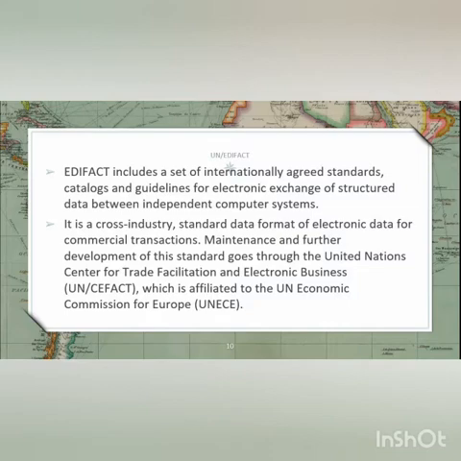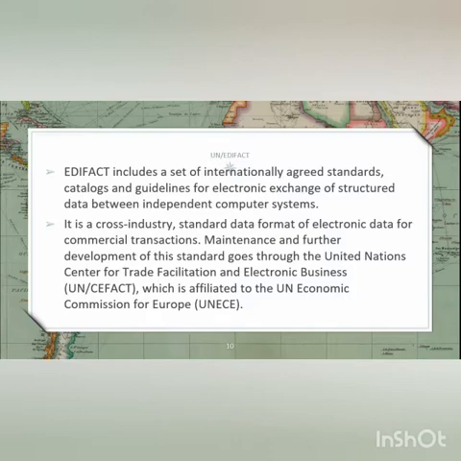So, we can place the order between the cross-industry also. For example, you may be a bike manufacturing company and you may want to order some raw materials from another company. That may be available at any place around the world and may belong to any other industry. So, it is a cross-industry standard data format of electronic data for commercial transactions.